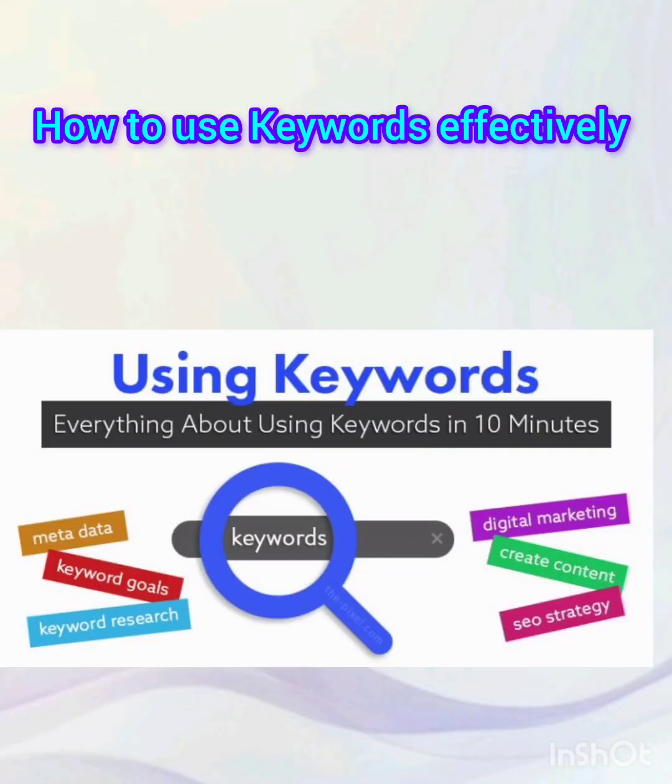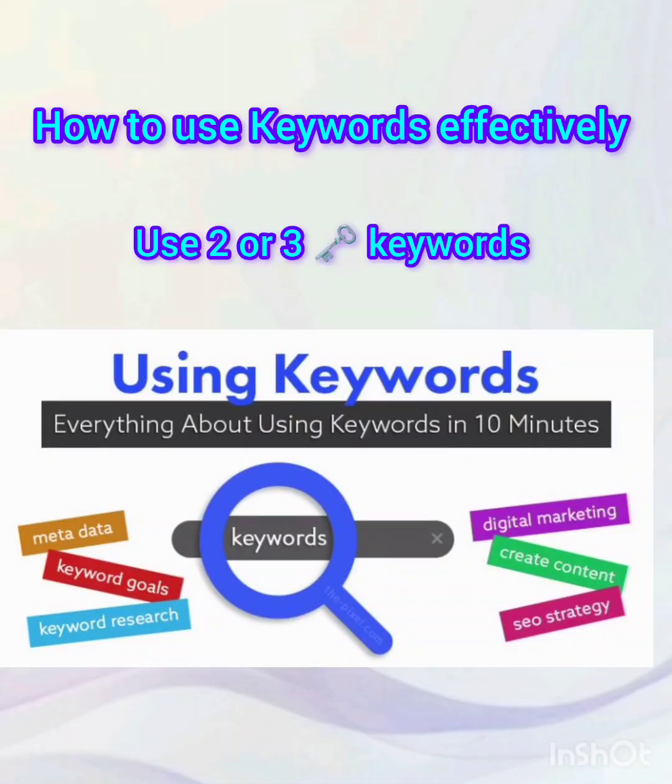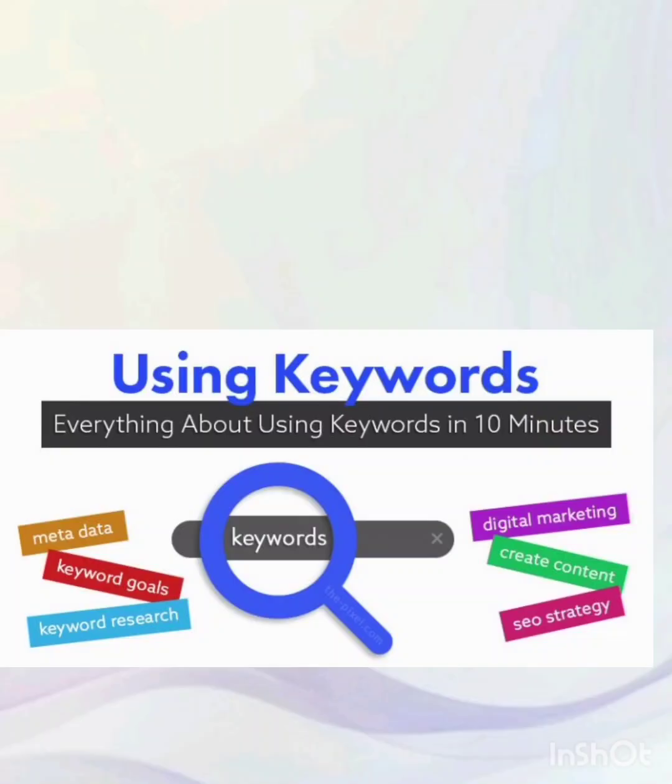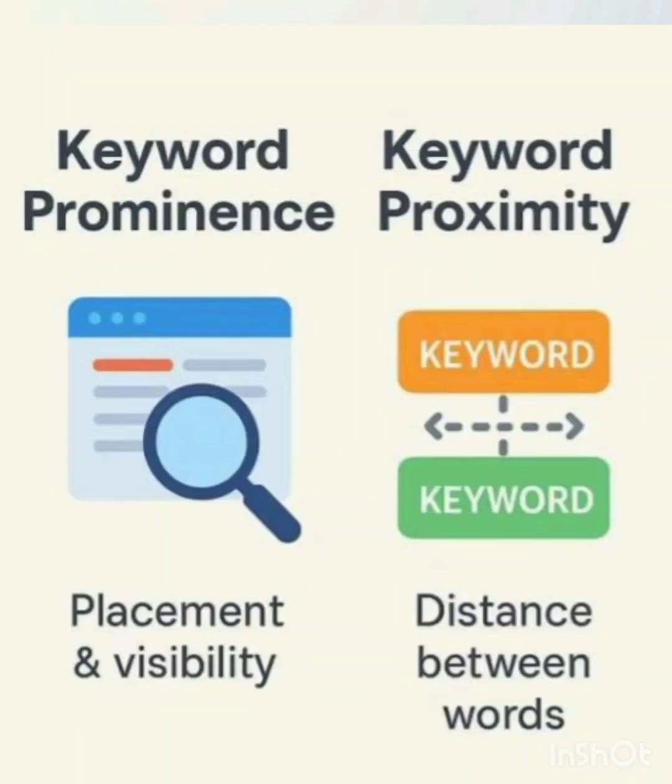How to use keywords effectively? We would recommend that you use 2 or 3 keywords for each keyword research, and try to use different keywords for each website page. There are 2 important elements. One is called keyword prominence and the other is keyword proximity. Let me explain briefly.